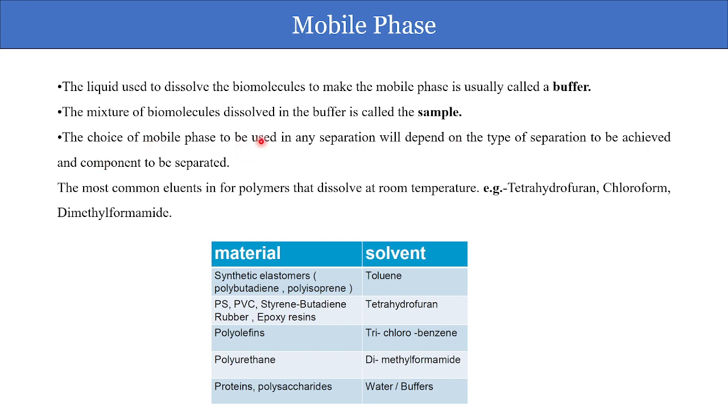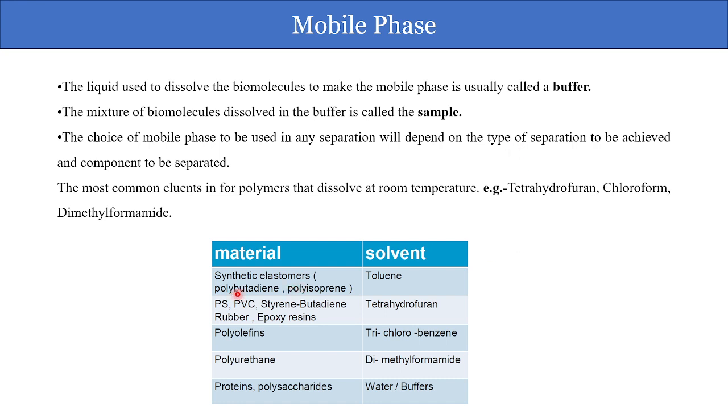Then the choice of the mobile phase to be used in any separation will depend on the type of separation to be achieved and the component to be separated, and the commonly used diluents for the polymers that dissolve at room temperature include tetrahydrofuran, chloroform, dimethyl formamide.